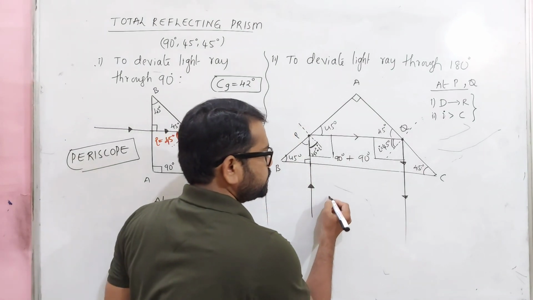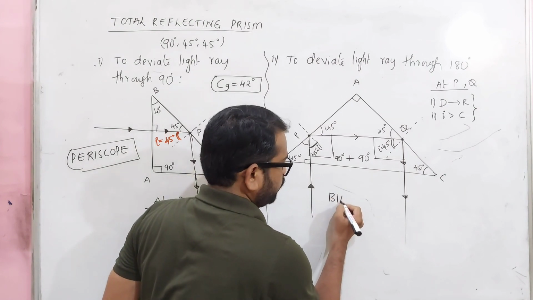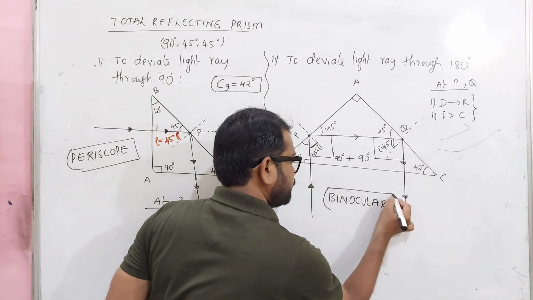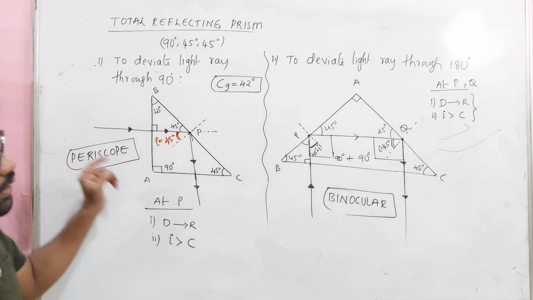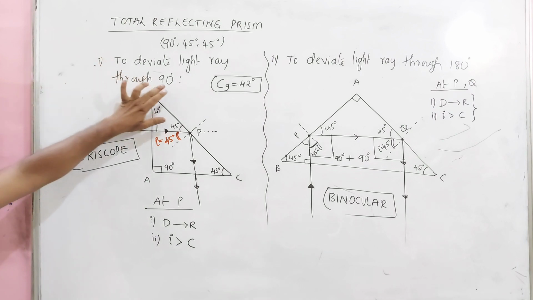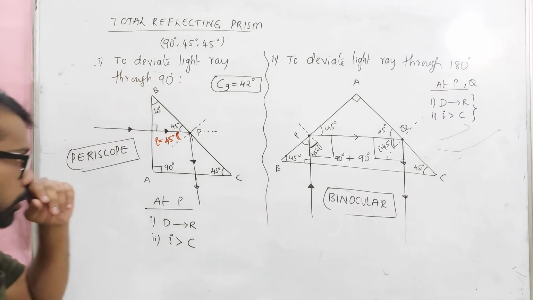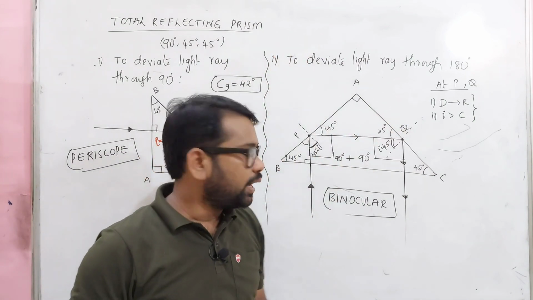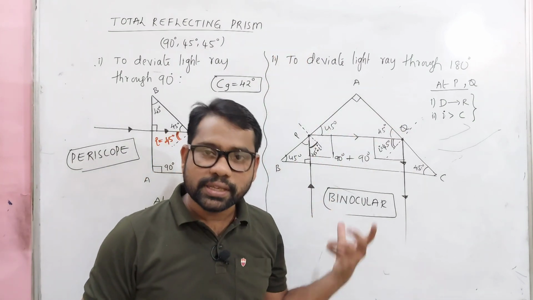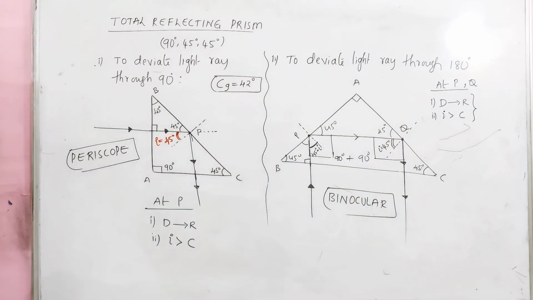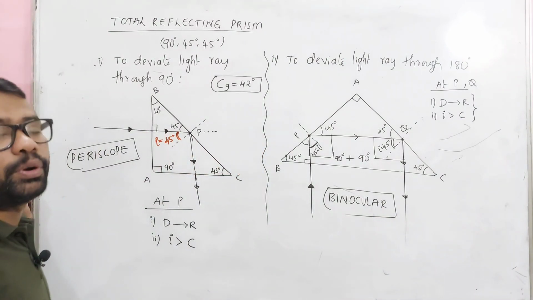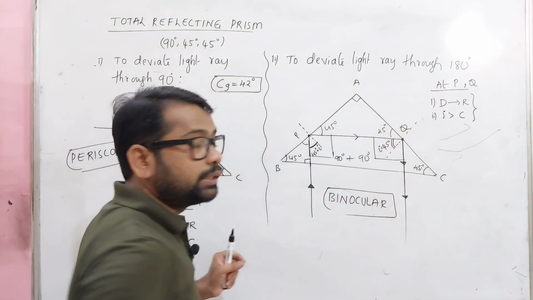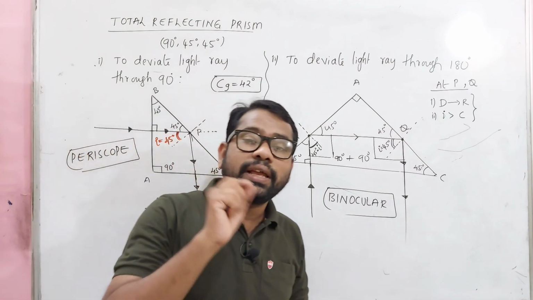degrees. So this is a case where we use it in a binocular actually. Very important, children: in the first case, the light ray is deviated through 90 degrees, and it is used in a periscope. Whereas in the second case, the light ray is getting deviated through 180 degrees, and this is used in a binocular. Now we will discuss the third case, where actually there is no deviation. So it's very important. Here deviation is 90 degrees, here deviation is 180 degrees.